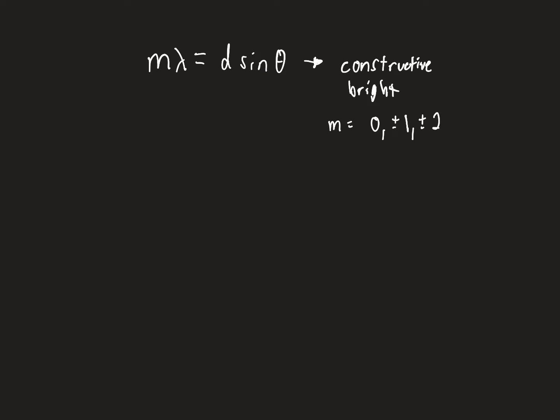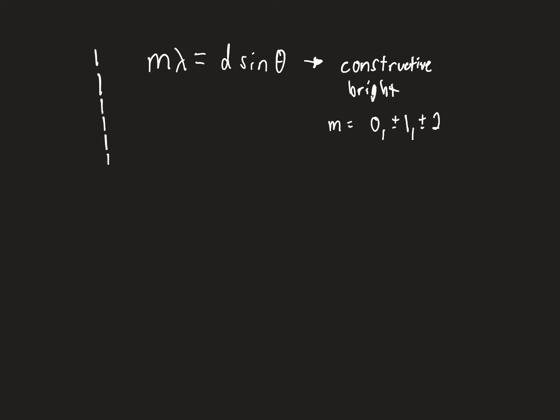What about 3 slits? So we know it works with this. Does it work with this? Yep. Does it work with this? Yep. This works with multiple slits: 2 slits, 3 slits, 4 slits, 5 slits, as many slits as you want. m lambda equals d sine theta gives you constructive interference. It lets you find bright spots.